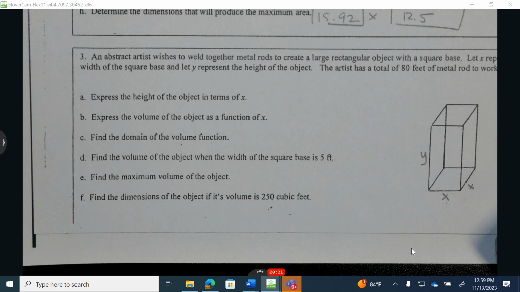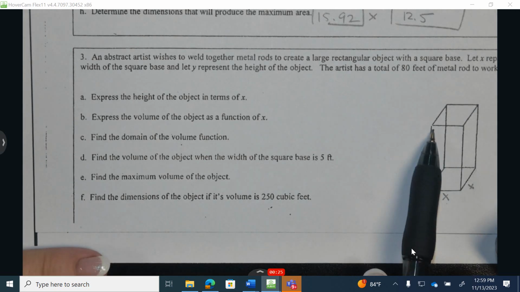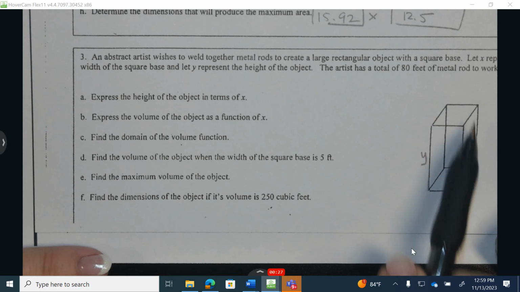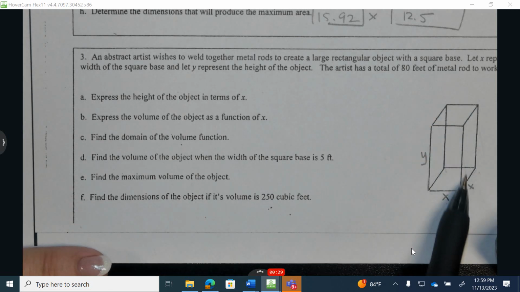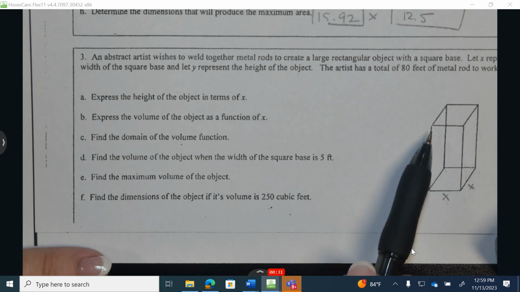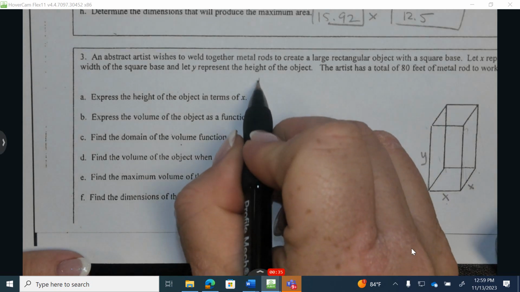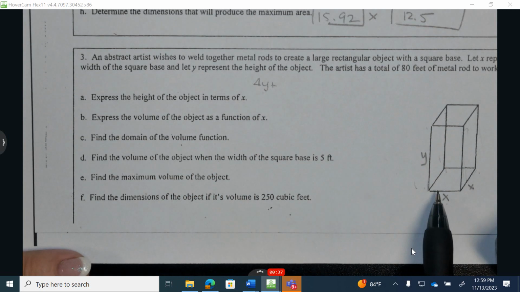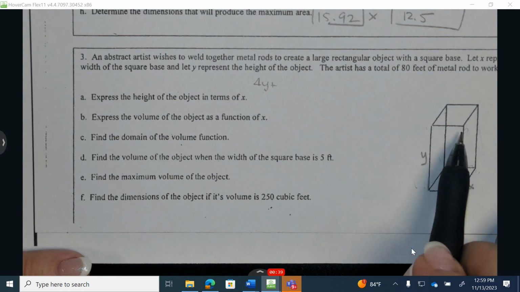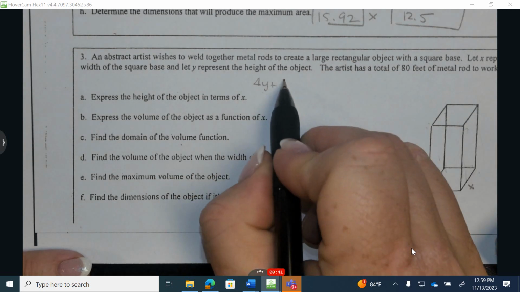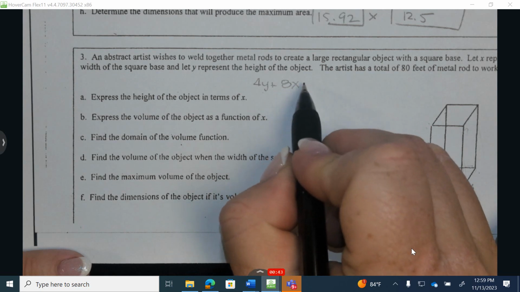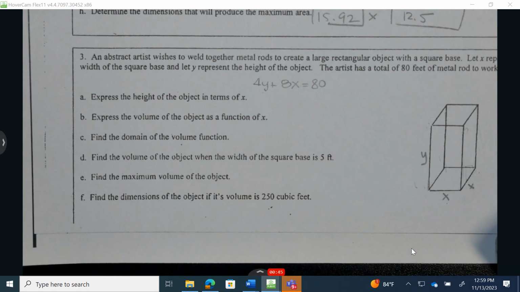The artist has a total of 80 feet of metal rods to work with. So there are exactly 4 metal rods that each has a length of Y. So 4Y. And 1, 2, 3, 4, 5, 6, 7, 8. We have 8 lengths of X, and together that will add up to 80.